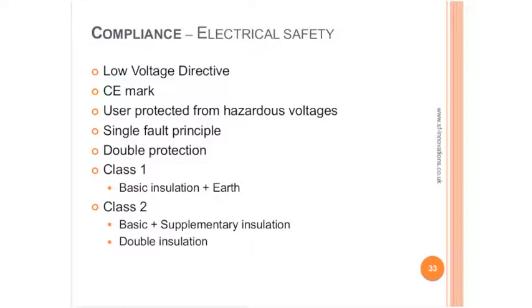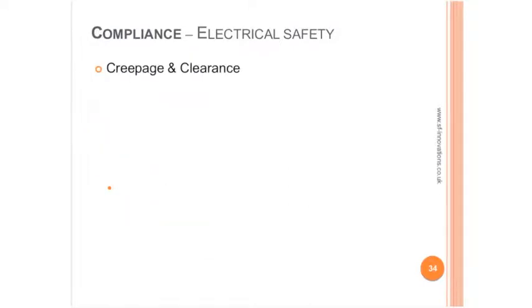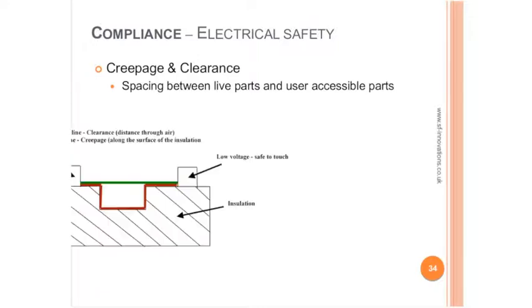I haven't got time to go into this in more detail, but these are the sort of issues that the designer will have to take into account if you're using a power supply. Inside, if you've got parts of the printed circuit board that are on the mains side and parts that the user can touch, creepage and clearance is important. This is effectively the spacing between live parts and user accessible parts.